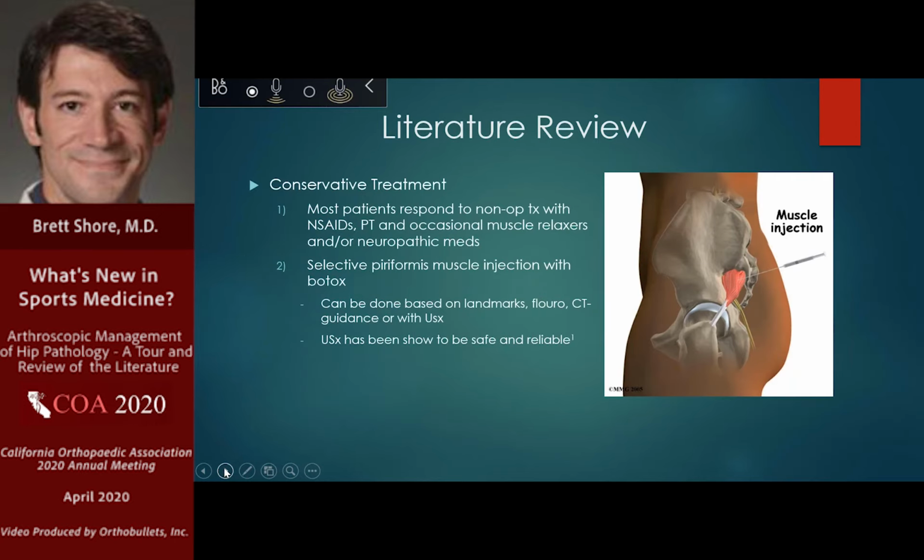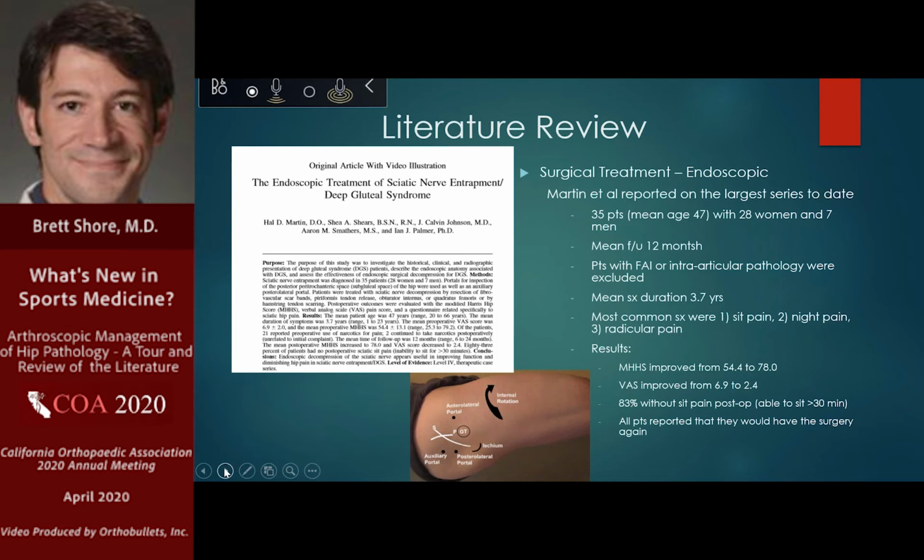And in terms of the literature, most patients can do well with non-operative treatment. You can also selectively inject Botox into the piriformis. I've occasionally had patients get anesthetic or cortisone injections, largely for diagnostic purposes to help confirm the diagnosis. Because we don't have anyone who will do Botox injections at our institution.